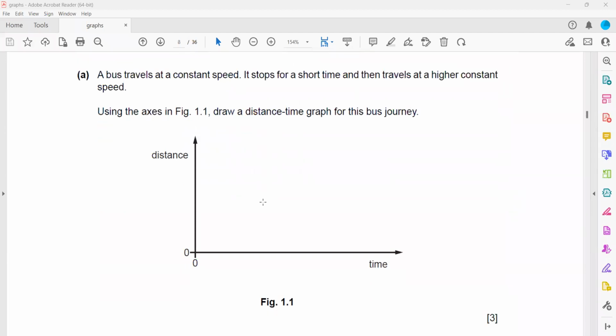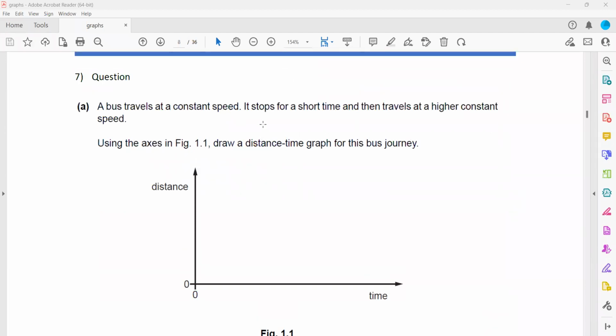Moving on to the next question. A bus travels at a constant speed. So there is a bus with a distance time graph. What does the slope represent? The slope represents the speed. So first it's a constant speed, so it will be a straight line, constant gradient. Then it stops for a short time. Horizontal line, because on a distance time graph, when an object stops, the horizontal line will be there.